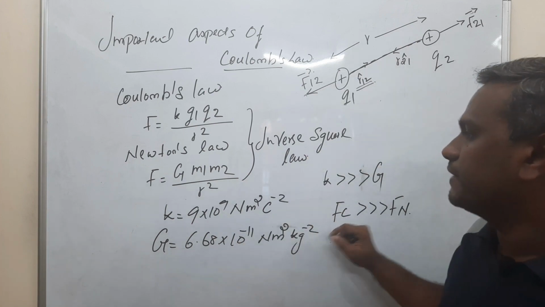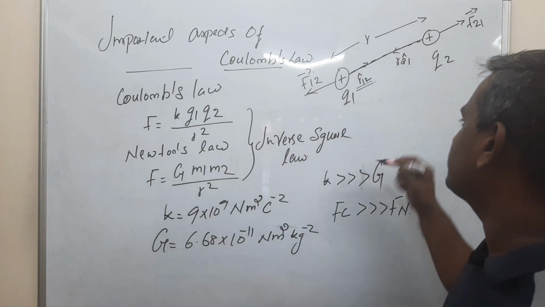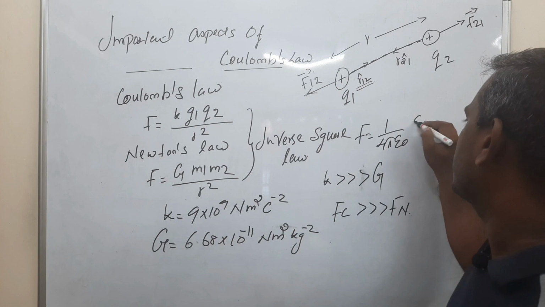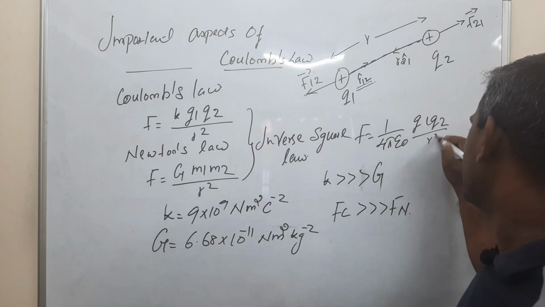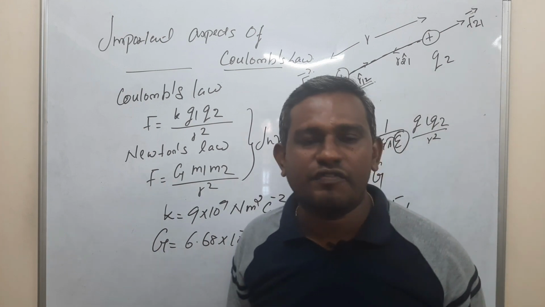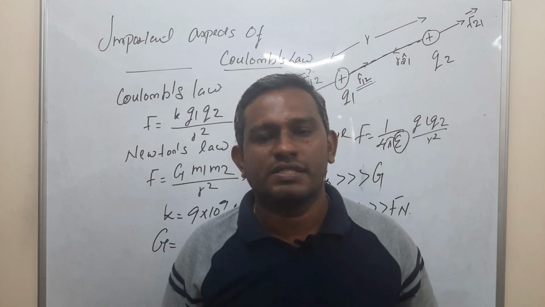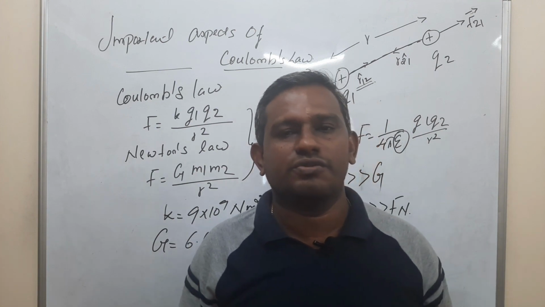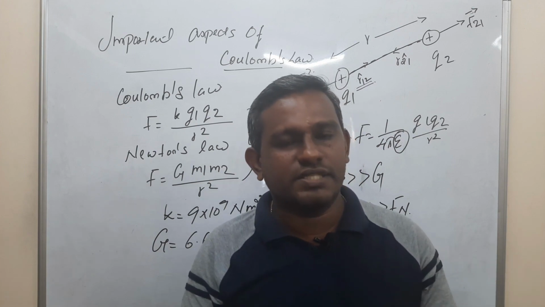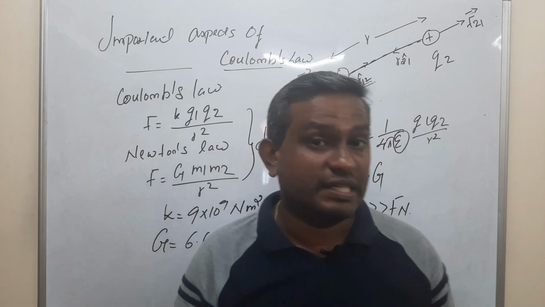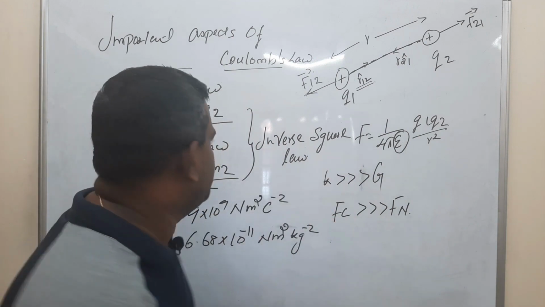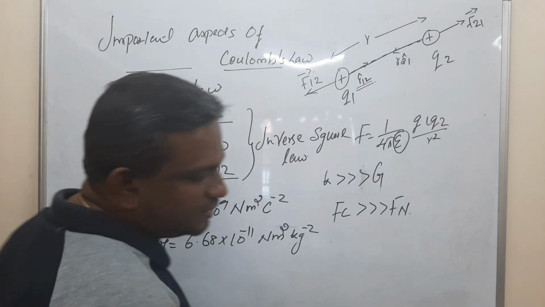In the case of Coulomb's force, we write the formula: F is equal to 1 by 4 pi epsilon 0 Q1 Q2 by R square. So it depends on epsilon, the permittivity of the medium. It depends on the medium. If we place the charges in air we get one force; if we place the two charges in water we get another force; if we place them in oil we get another force. Coulomb's force depends on the medium. That is another difference of these two forces.